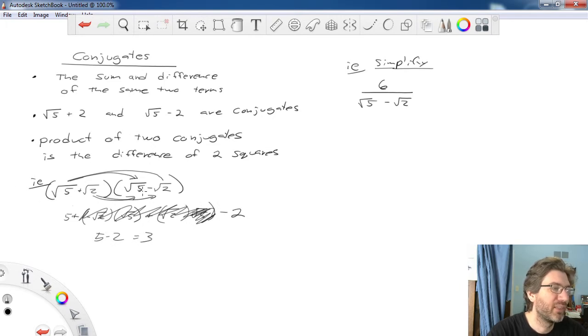So the product of these two conjugates is 3. This equals 3 when you do it all out. So it's really simple. You're just kind of foiling, but your middle terms here are always going to cancel because that's what you're choosing to do it with. So why is this important? It's important for problems like this when we want to simplify it and rationalize your denominator here.